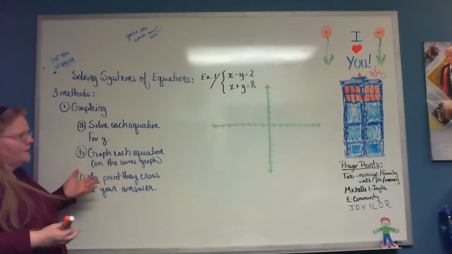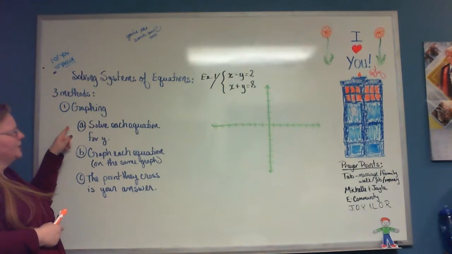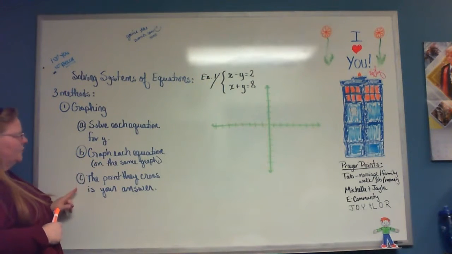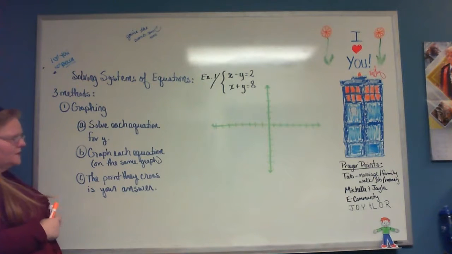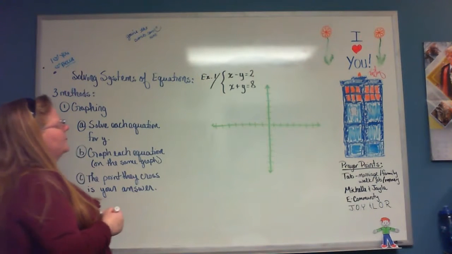So if you're going to solve a system of equations by graphing, then you have to solve each individual equation for y first. Then you'll want to graph each equation on the same coordinate plane, and then the point where they cross, that's what your answer is. So let's look at this one.